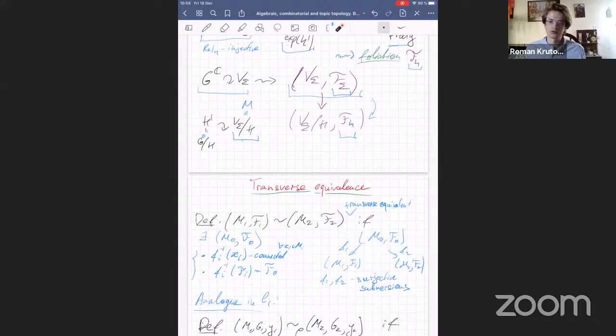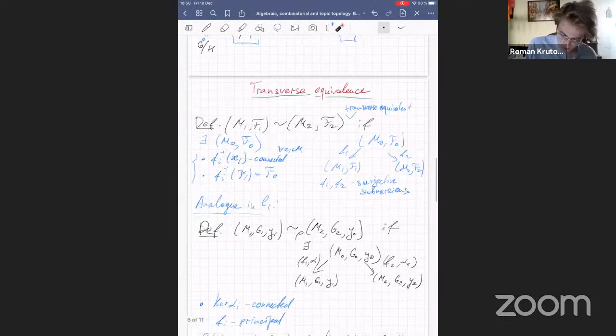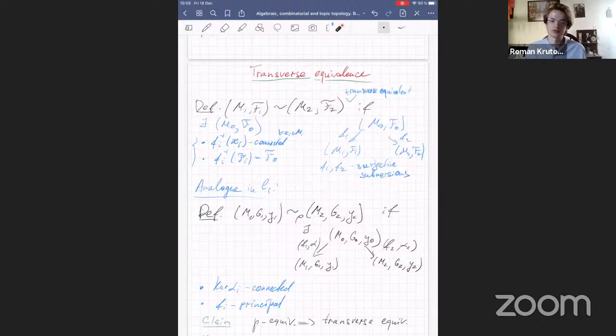So this transverse equivalence, for any foliation, we actually can associate so-called holonomy stack, and in the language of these stacks, this transverse equivalence actually says that the associated stacks are isomorphic. Okay, and we also introduce an analog of this transverse equivalence inside of our category, such that our maps stay inside of our category.